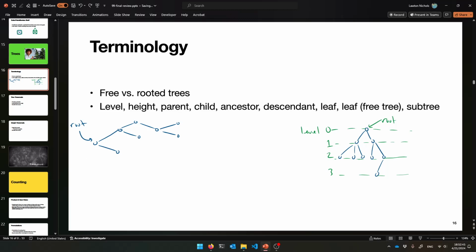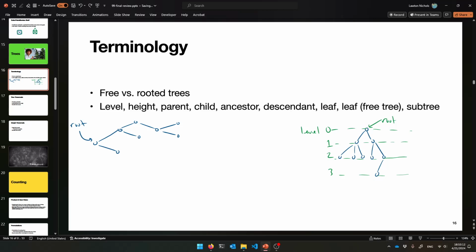Parents and children, that makes a lot of sense, right? The children of this are all these guys. And likewise, the parent of all of these is the same node up here. The root is the parent of this node and this node. Ancestors is just a bit farther, right? The ancestors of this node are this one, its immediate parent, its grandparent, great-grandparent. You get the idea, right?